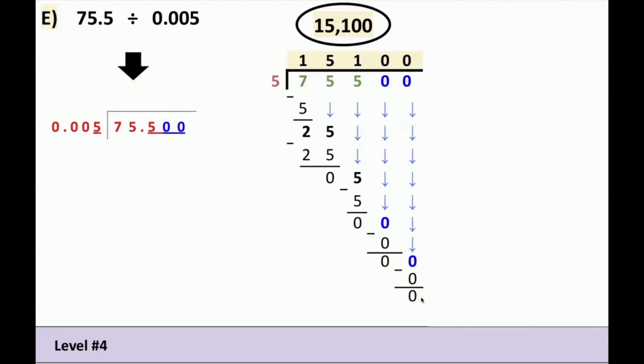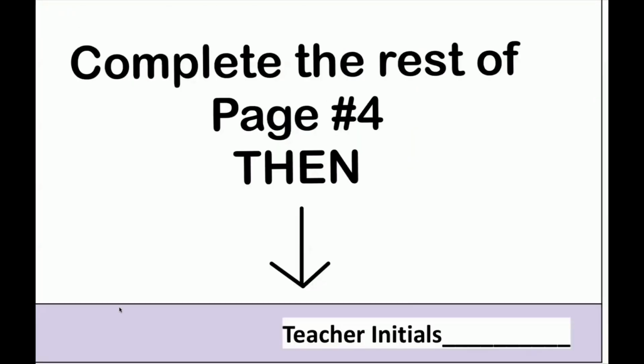Notice that our divisor, we had to move our decimal forward 3 spots. And because when we move it over 3 spots in our dividend, there's no numbers there. That's why we had to add zeros. Pause the video, check your work. Complete the rest of page 4, then check in with your teacher to get additional feedback.